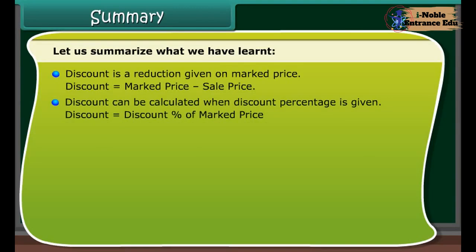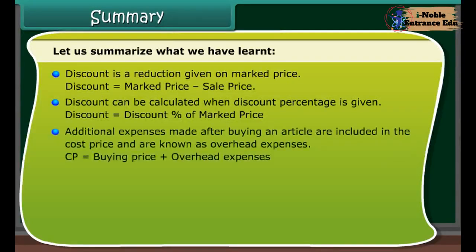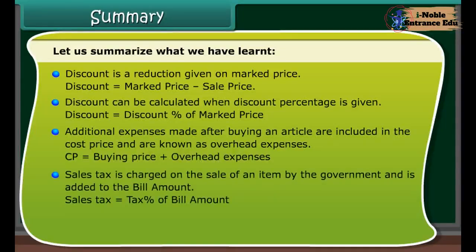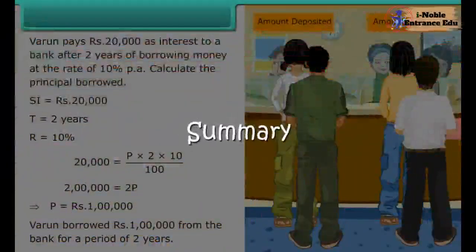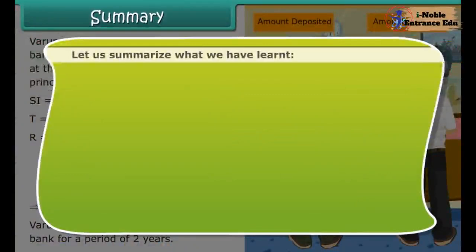A is equal to P into 1 plus R upon 100 whole raised to the power n is equal to 15,000 into 1 plus 5 upon 100 raised to the power 3 is equal to 15,000 into 105 upon 100, which is 15,000 into 21 upon 20 into 21 upon 20 into 21 upon 20, which is equal to 17,364.37 rupees.